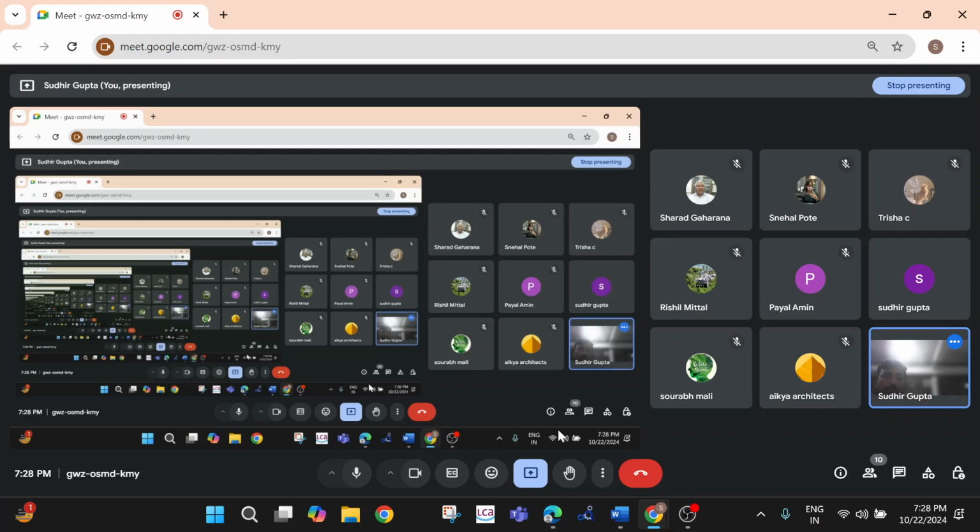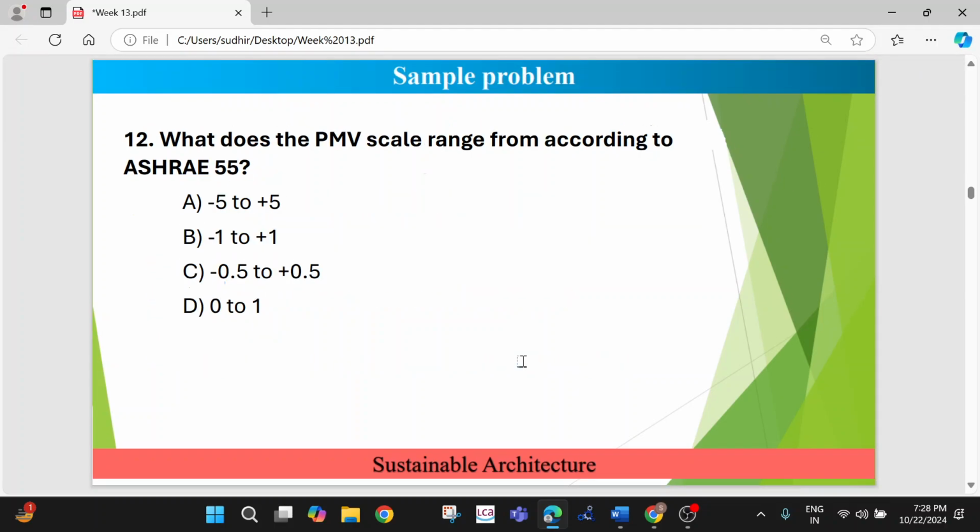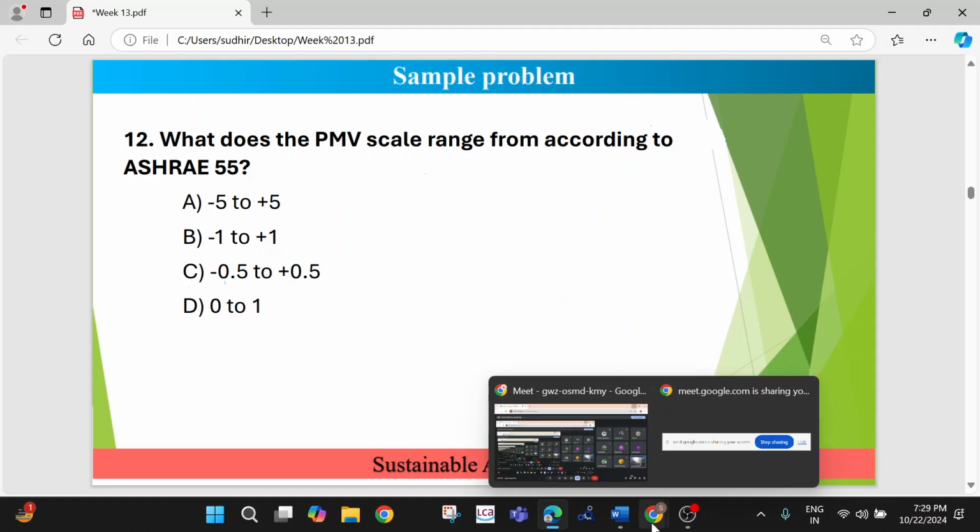I think there is some issue. Yes, sir. Okay. So here is question number 12 then. What does the PMV scale range according to ASHRAE 55? This predicted mean vote scale, you might have heard about it. So what is the range of that scale? Whether it is -5 to +5, or -1 to +1, or minus 0.5 to plus 0.5. So all of you have answered it.